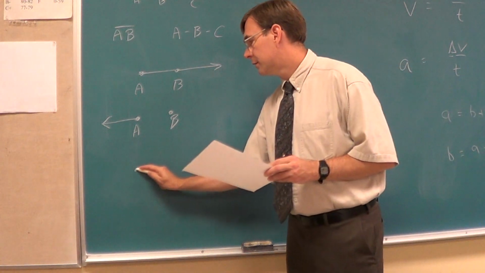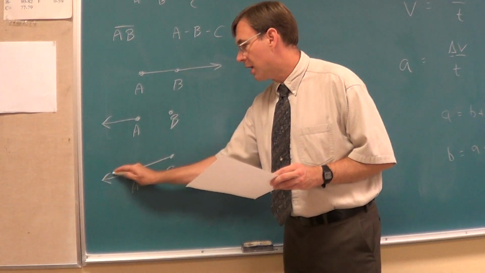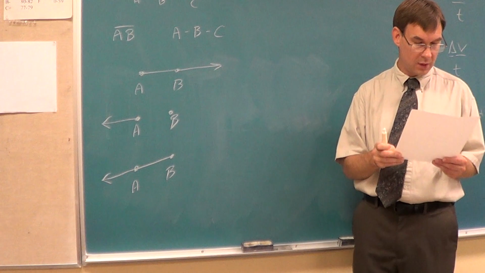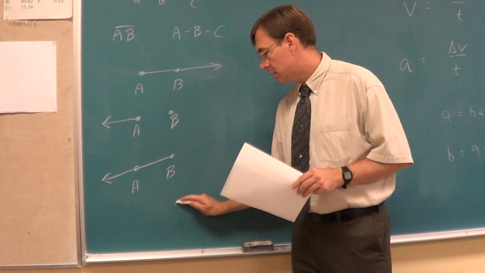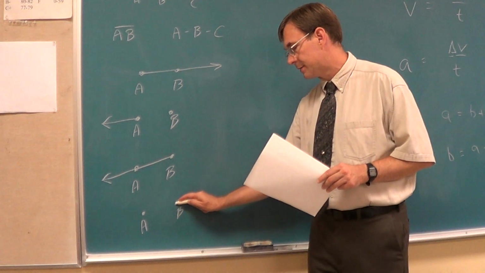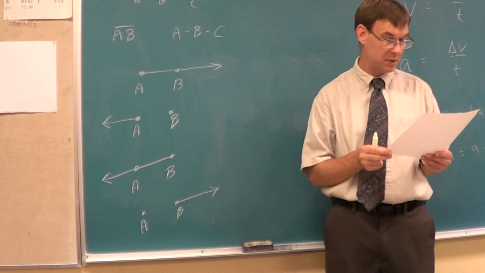Ray BA, I'd start at B, I'd run through A, and it goes forever on A's side. The ray opposite BA also starts at B, but instead runs away from A, in the other direction. That's the ray opposite that.